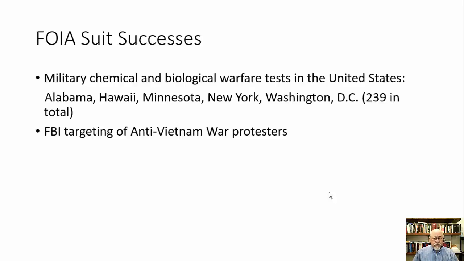FOIA was used with success to find out about the FBI's activities during the Vietnam War, where the FBI targeted anti-Vietnam War protesters, people exercising their First Amendment rights to protest against the war, and the FBI looking at them, targeting them, and in some cases actively trying to get them fired or having them prosecuted because of their disagreement with American foreign policy.